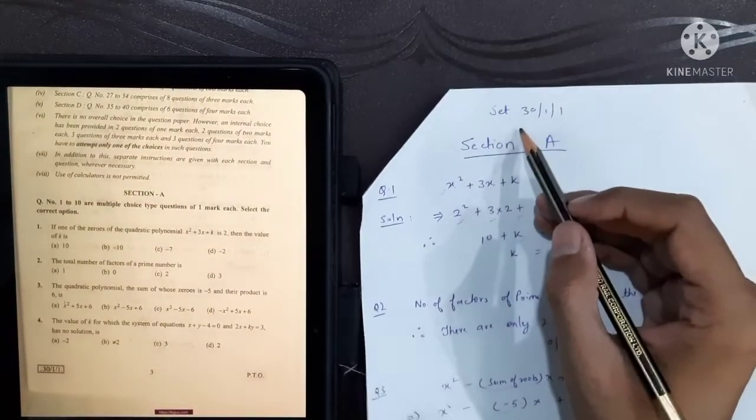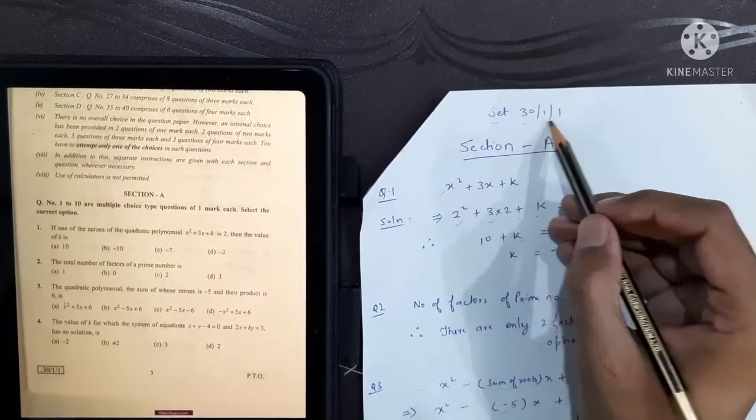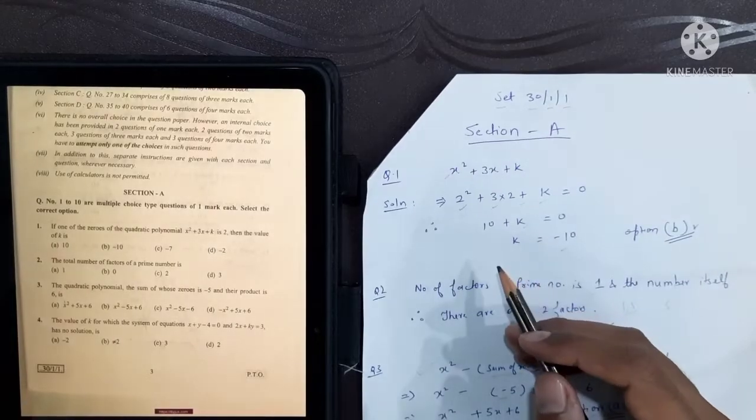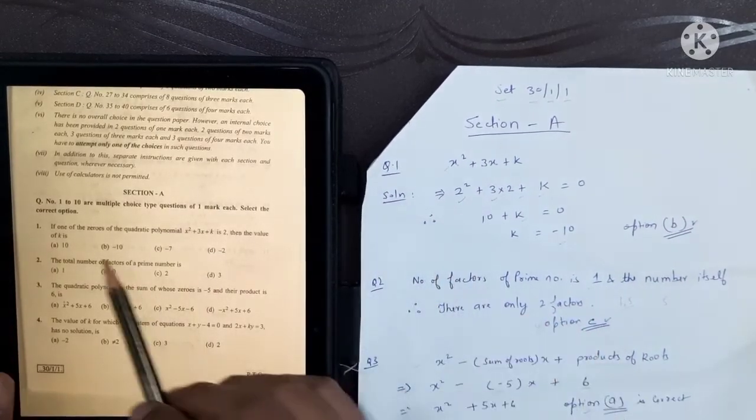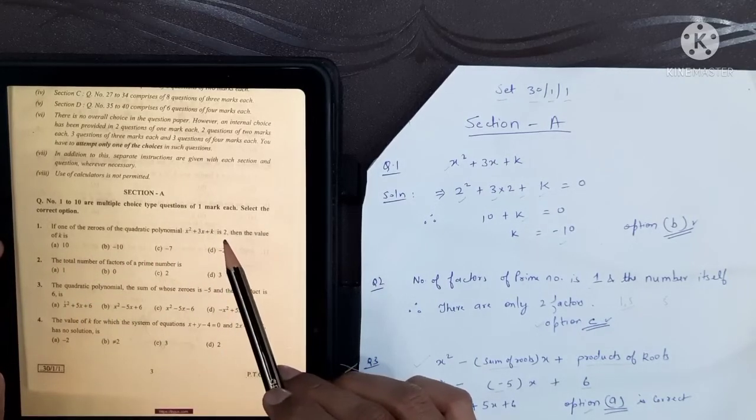Class 10 solution for set 31 by 1. We are starting from section A, question number 1. We have question number 1 as this.